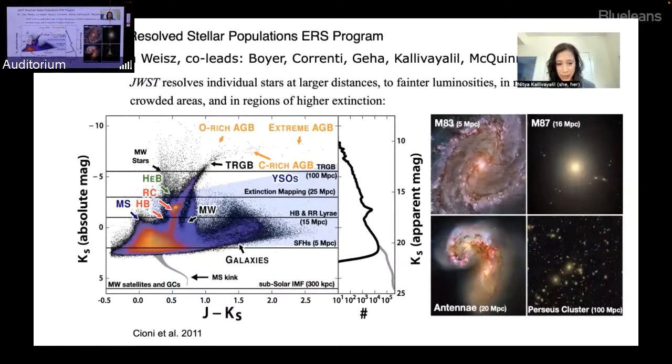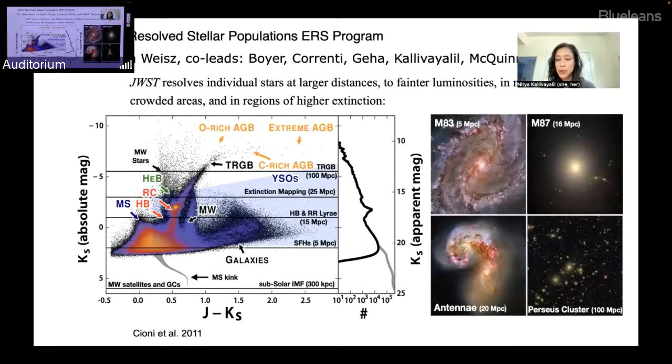So for example, we can do resolved star formation histories out to 5 megaparsecs. We can use horizontal branch and RR Lyrae stars out to 15 megaparsecs. And then using intrinsically bright features like the tip of the red giant branch, which actually is more luminous in the infrared than in the optical, we can get TRGB distances out to 100 megaparsecs. So this is really game-changing.